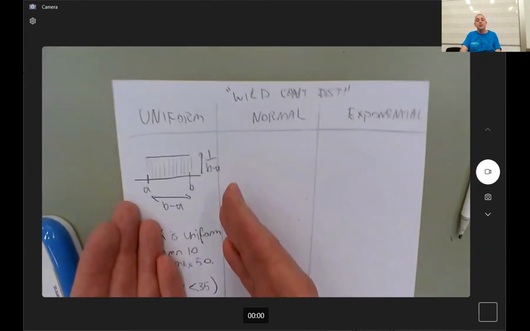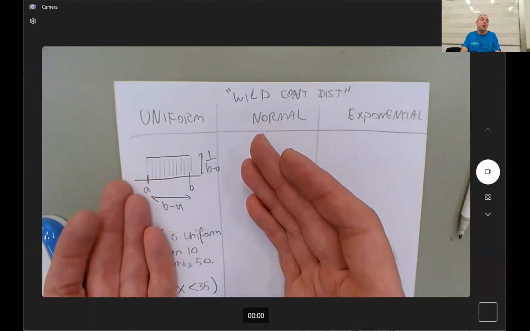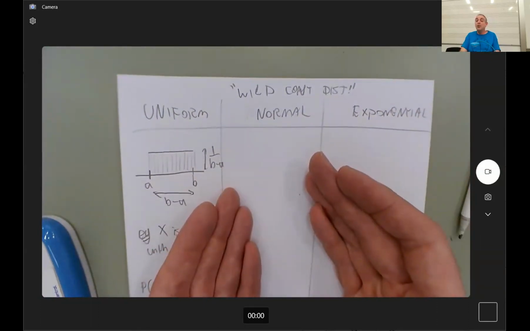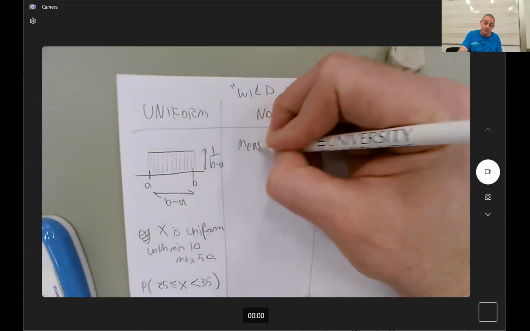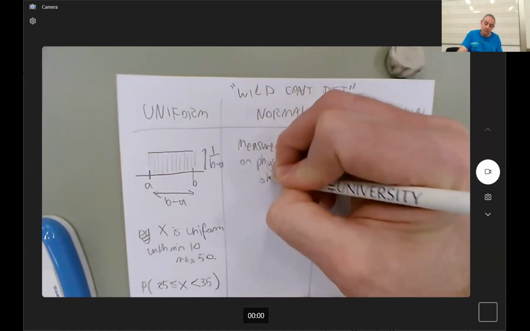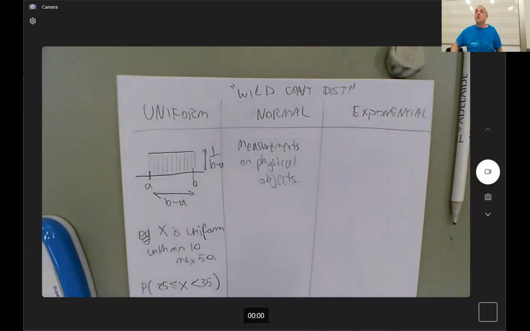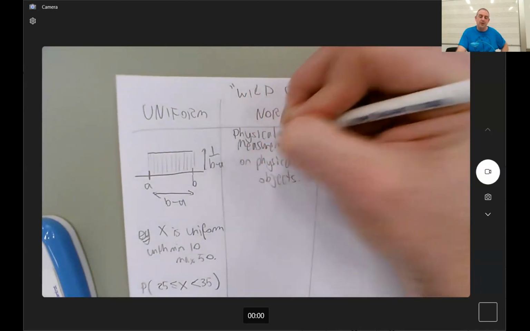So uniform distribution theoretically happens in the wild. It's not a bad guess for how things are distributed if you don't have any information at all. The normal distribution is really quite likely to happen in the wild. Most things that you measure on physical objects are normal. Not always true, some of them aren't, but especially living things. Most physical measurements on living things will be normally distributed.